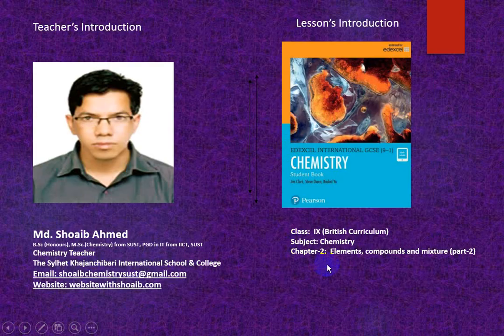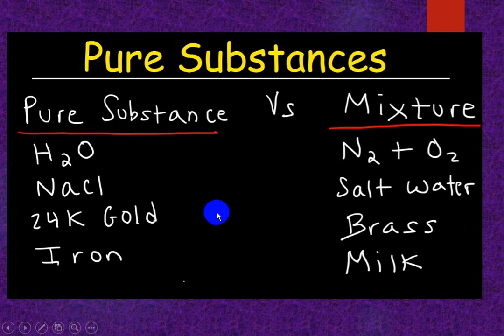This is chapter 2, subject chemistry, chapter 2, elements, compounds, mixtures, part 2. Look at some substances, pure substance versus mixture. Pure substances: water, sodium chloride, 24 karat gold, iron. Mixtures: nitrogen-oxygen mixture, salt water mixture, brush milk.